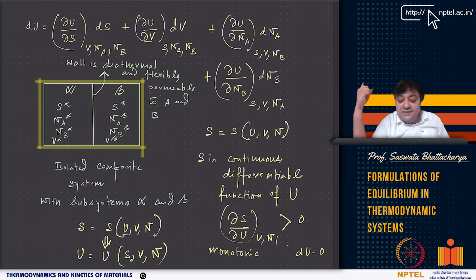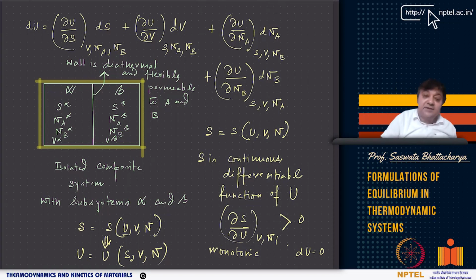We are fixing, for example, in del u del v, or in the case of del u del na or del u del nb, something called S. We are fixing S, meaning the total entropy of this isolated system cannot change. So what is the total entropy? S equals S alpha plus S beta, and this total S is fixed. The total S cannot change.